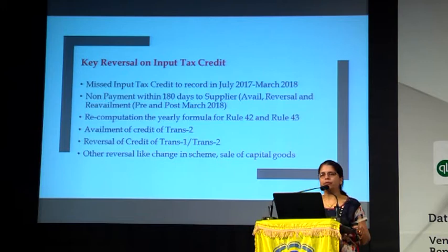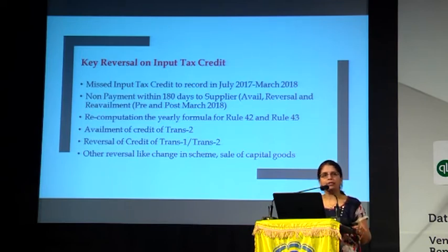Rule 43 is meant only for capital goods. So that also has to be apportioned between your taxable activity and exempted activity. And please remember, this yearly formula is not applicable for Rule 43. Yearly formula is only applicable for Rule 42. Yes, that is only applicable for input and input services and not for capital goods.